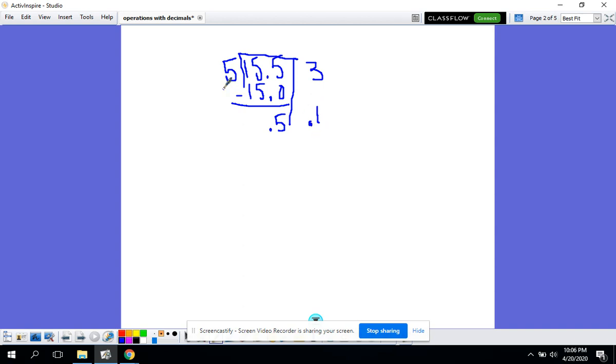So 1/10 times 5 is 5/10. I could count my 1/10 5 times: 1/10, 2/10, 3/10, 4/10, 5/10. And then I end up with a remainder of 0. And then all you do is, again, add your partial quotients. If I have 3 wholes and I have 1/10, that gives me 3 and 1/10. So again, I just divided that.